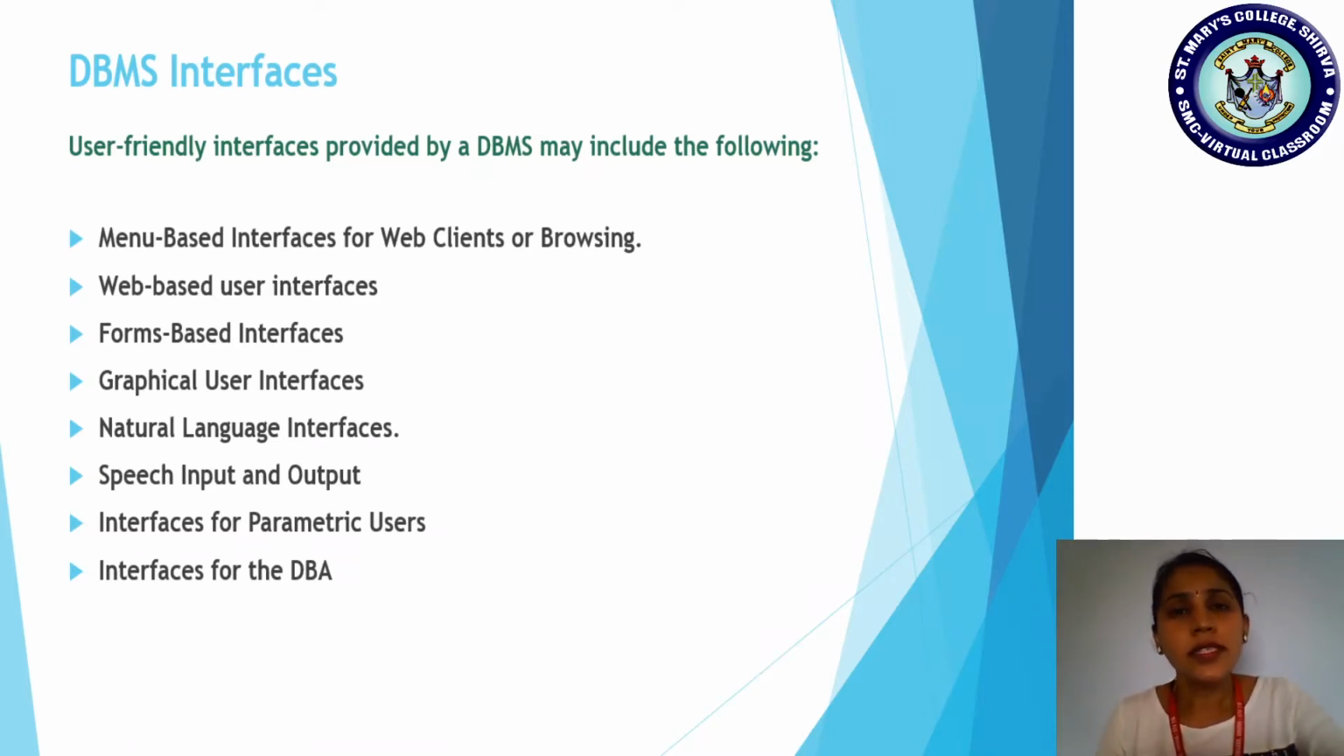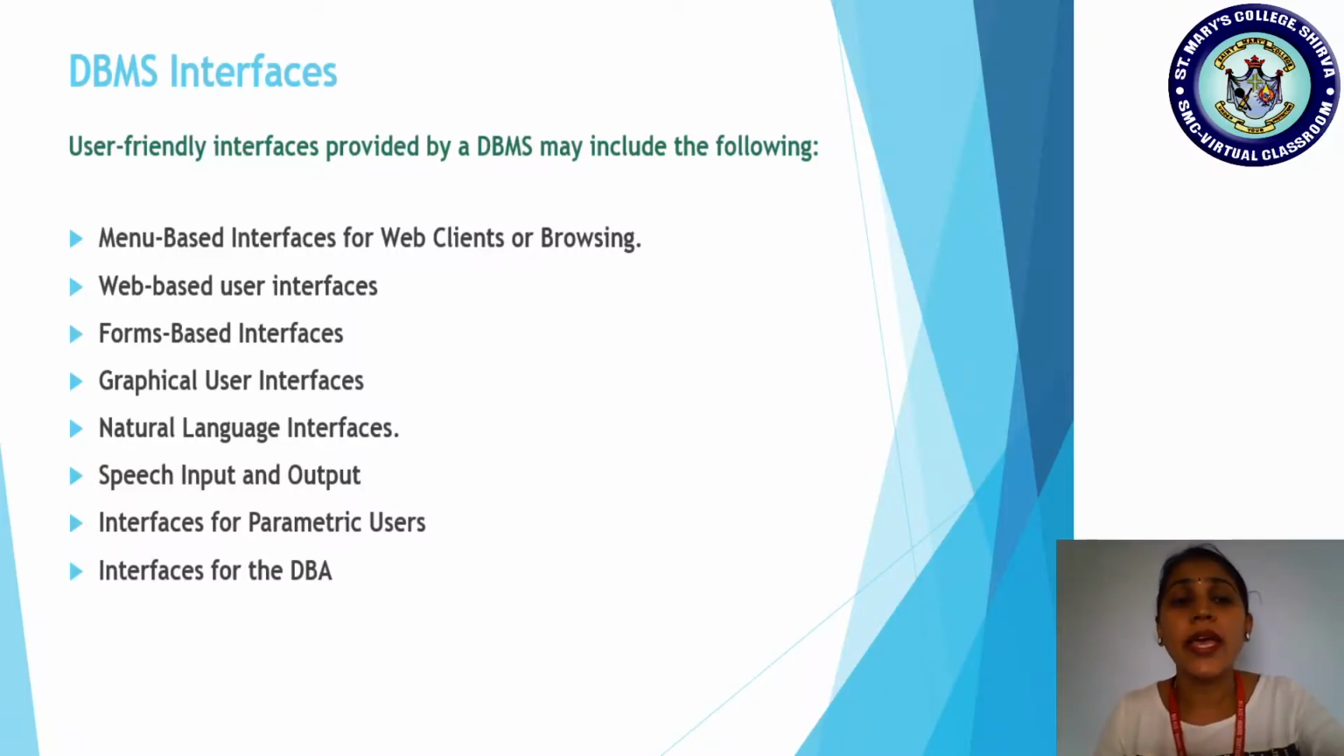So in this particular topic we will be discussing which are those different types of interfaces for these end users. We finished discussing the users, so now let us discuss how the interfaces vary from one to another, how easy it is for the users to access with the respective interfaces. User friendly interfaces provided by a DBMS may include the following types. The ones listed are around 8 different types of interfaces. Menu based interfaces for web clients or browsing. We'll be discussing much more in detail one by one.